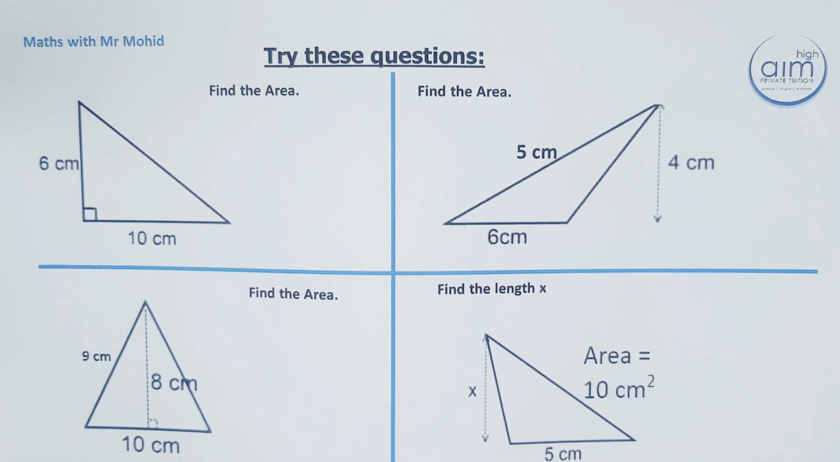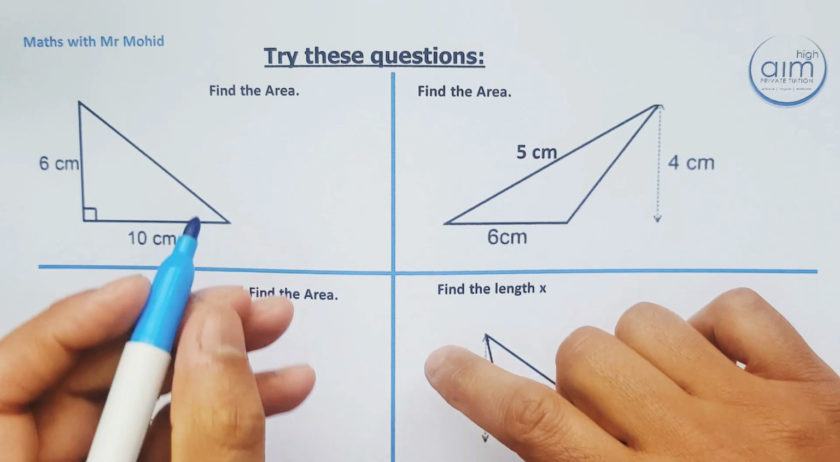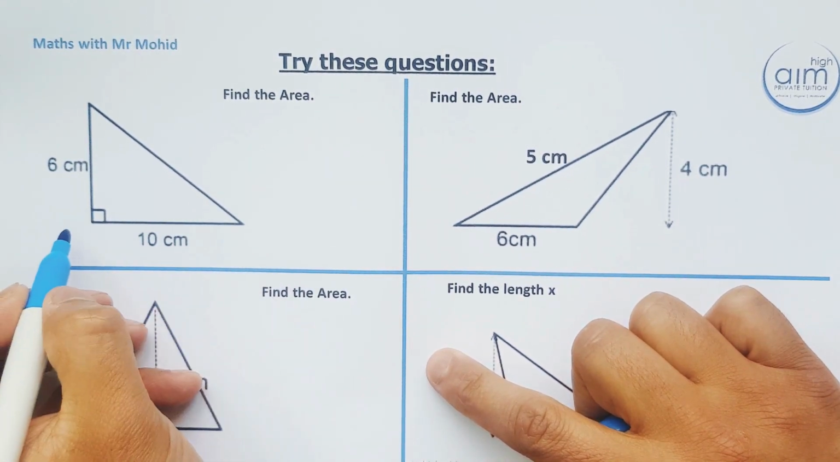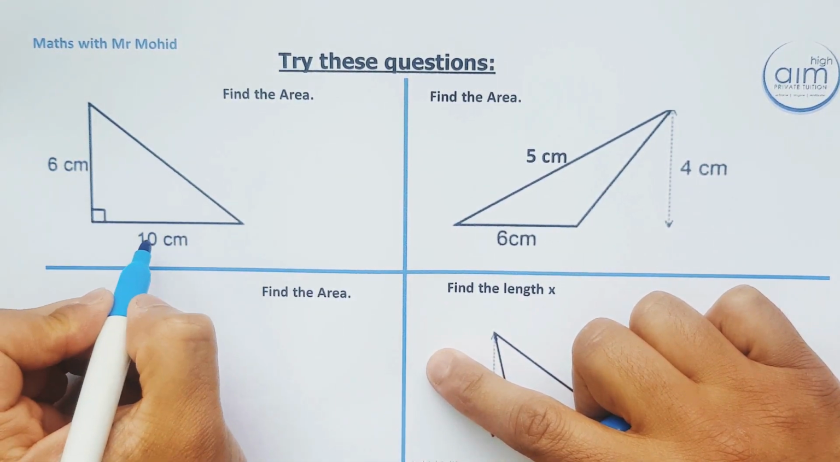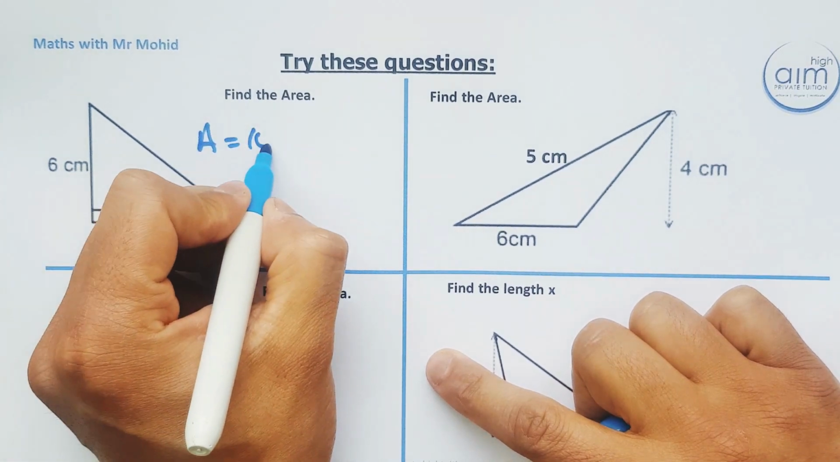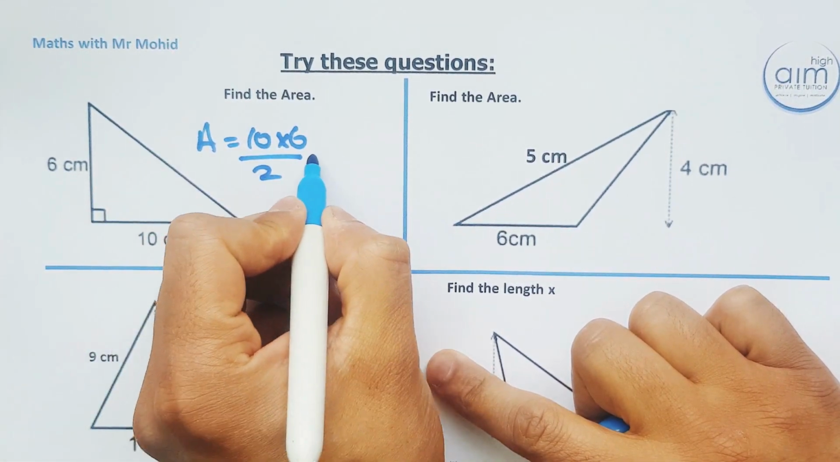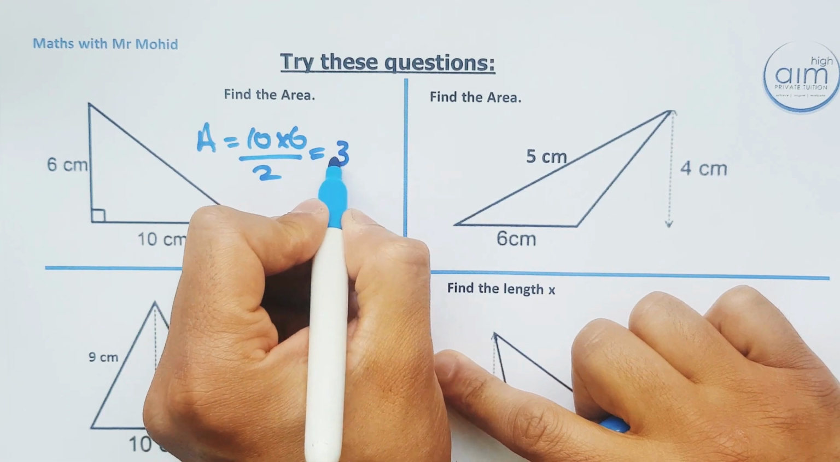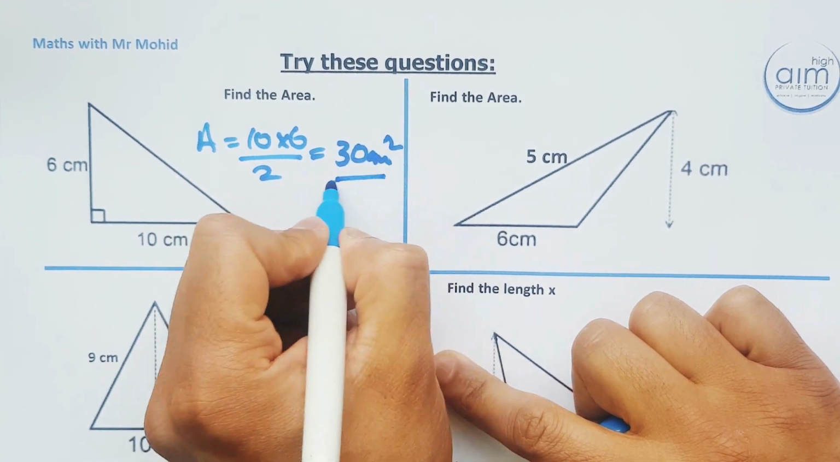So hopefully you've had a go at the questions. So here are the answers. Question 1: base times the perpendicular height divided by 2. So 10 times 6 divided by 2. That's half of 60, which is 30 centimeters squared.